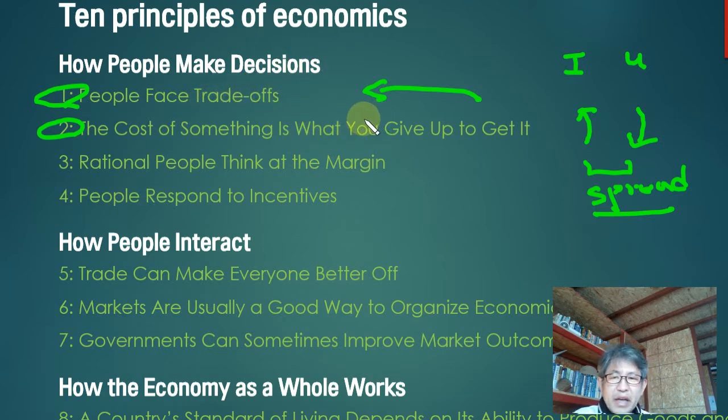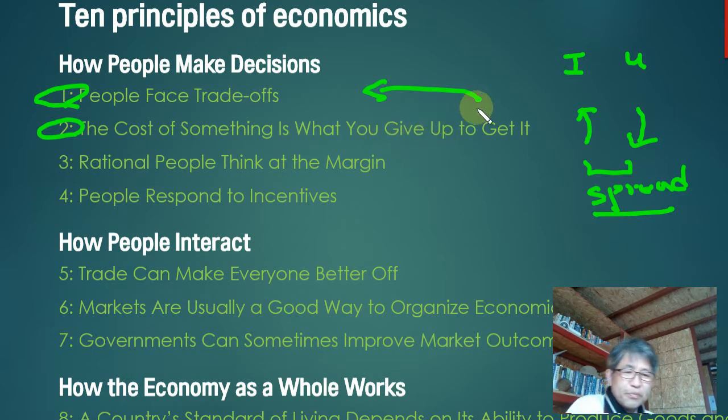So people face trade-off and the cost of something is what you give up to get it. So you will always consider these two items first once you make a decision. You are facing a trade-off once you select something, and that can result in something going up or going down. Contrary, the counterpart related to the item you select will go up or down. If your item goes up, your counterpart factor will go down. This is what we call the trade-off phenomenon.